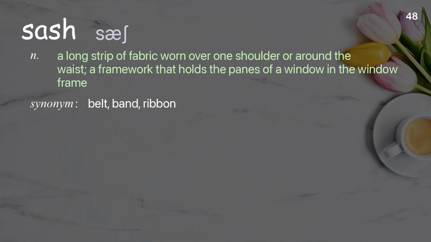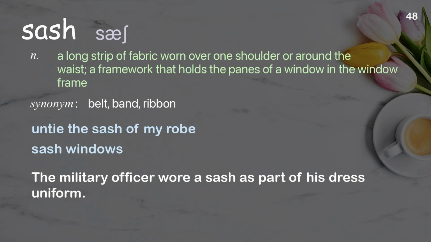Sash. A long strip of fabric worn over one shoulder or around the waist; a framework that holds the panes of a window in the window frame. Examples: Untie the sash of my robe. Sash windows. The military officer wore a sash as part of his dress uniform.